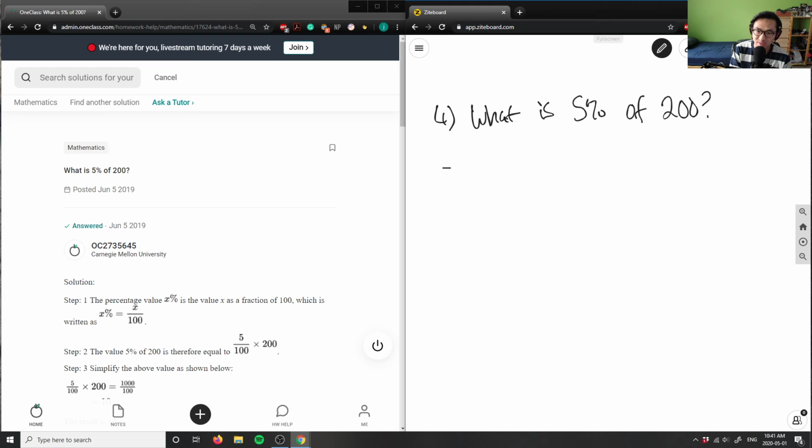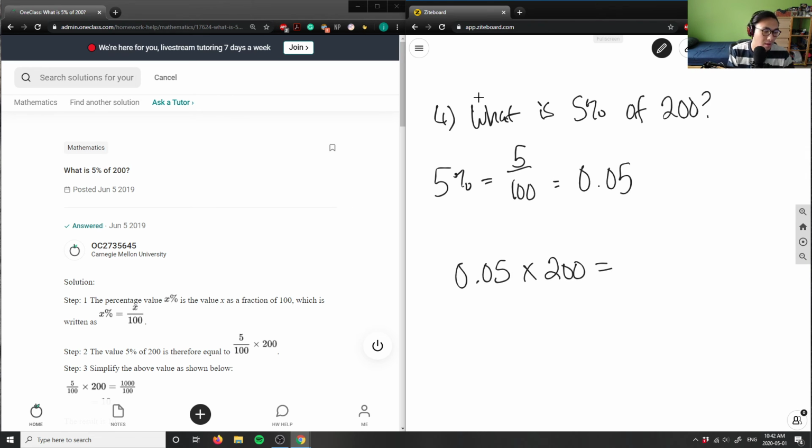So I have 5% here. What I'm going to do is divide it by 100, right? Because percentages are always out of 100%. So I'm going to have 5 divided by 100, which will equal 0.05. I simply move the decimal place 2 places behind the 5 here. And then all I'm going to do is multiply 0.05 by 200, right? So 0.05 times 200 would give me the answer here.